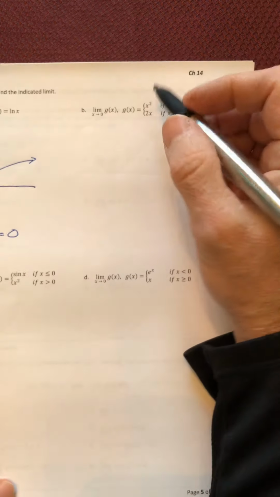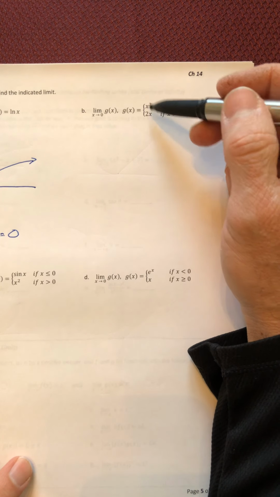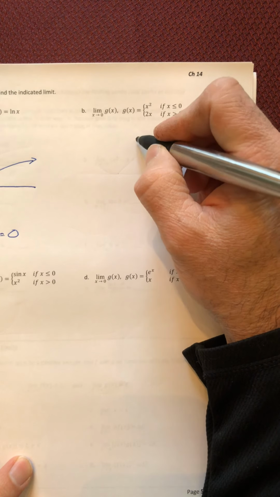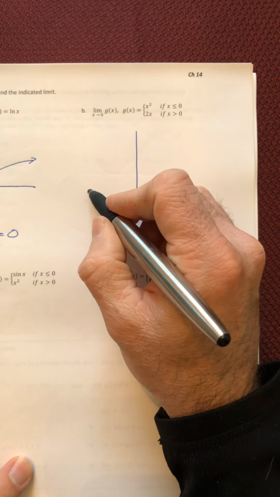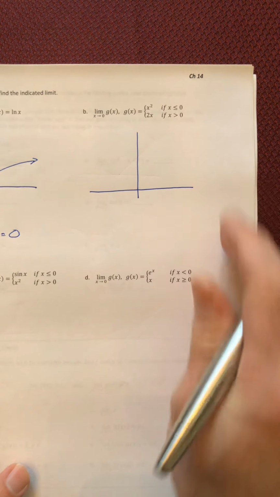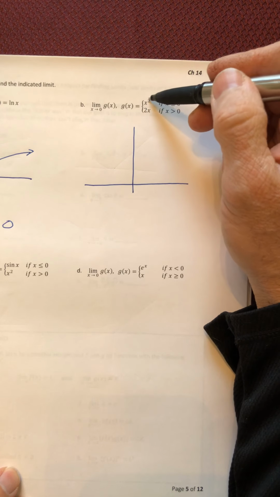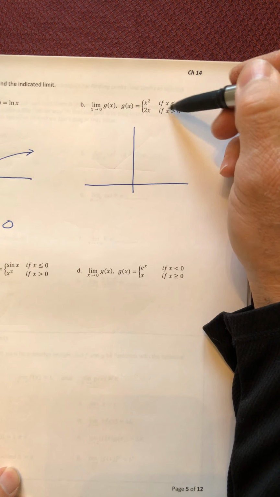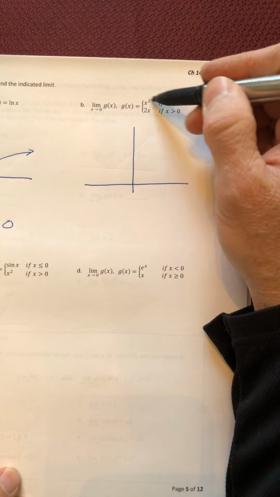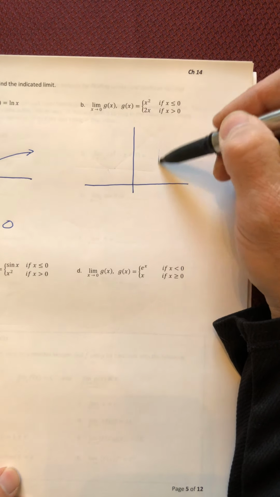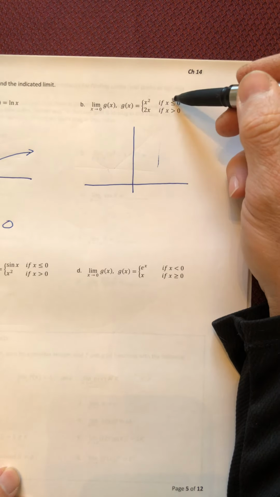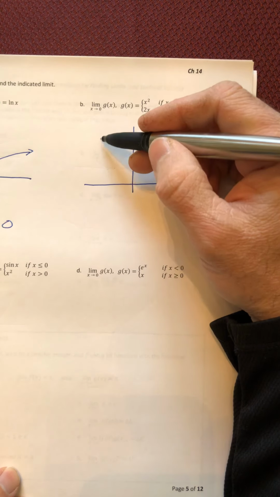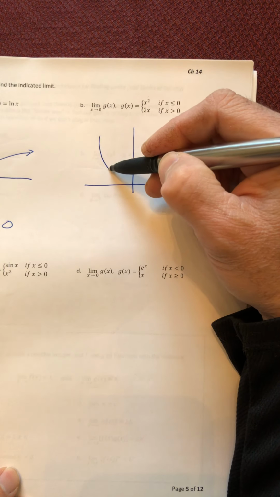Okay, moving on to part B. Uh-oh, you've got a piecewise function. Oh gosh. Well, have no fear, a mathematician is here. So g of x is equal to x squared if x is less than or equal to 0. So this is a parabola, and normally it would go like that, but we can only keep the part that's less than or equal to 0, so just the left side.